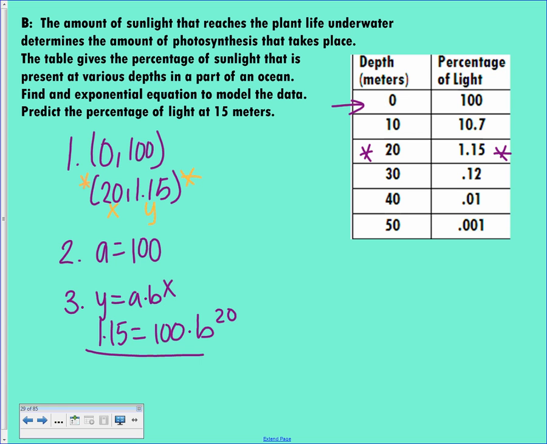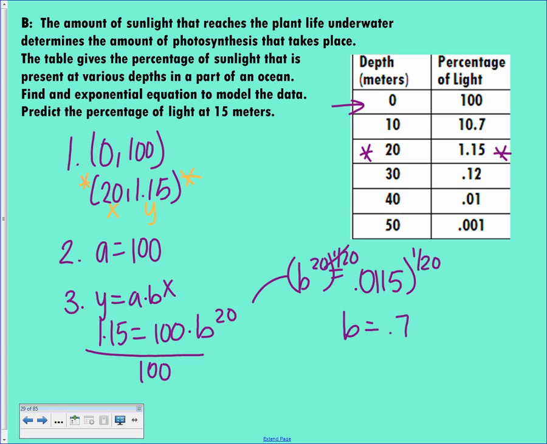Again, solving for b, I'm going to divide by 100 first. So I'm going to get b to the 20th equal 0.0115. Okay, again, you always raise it to the reciprocal. So the reciprocal of 20 is 1/20th. Okay, so raising each side to the reciprocal, you're going to get decimals. That is just fine. I ask that you round to about 3 spots.